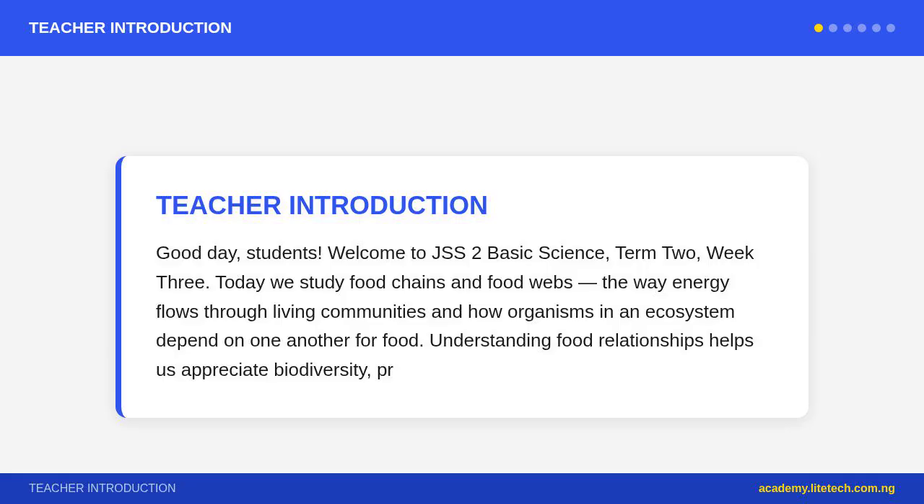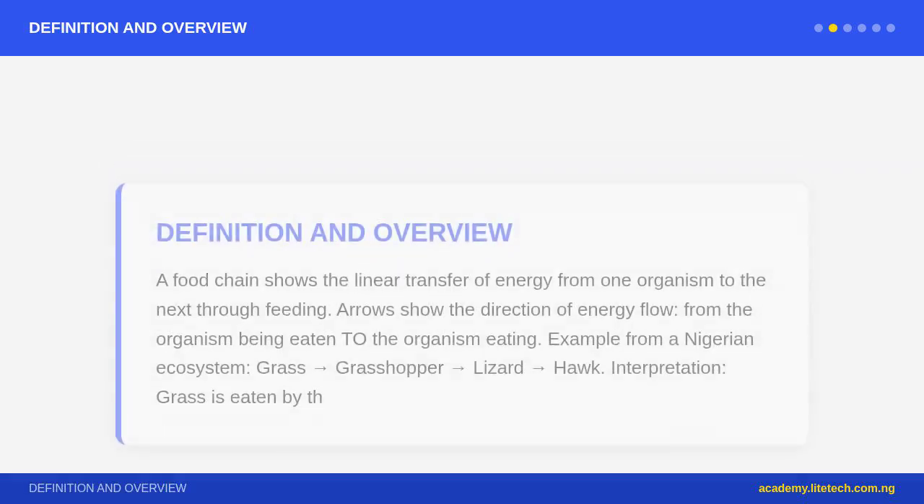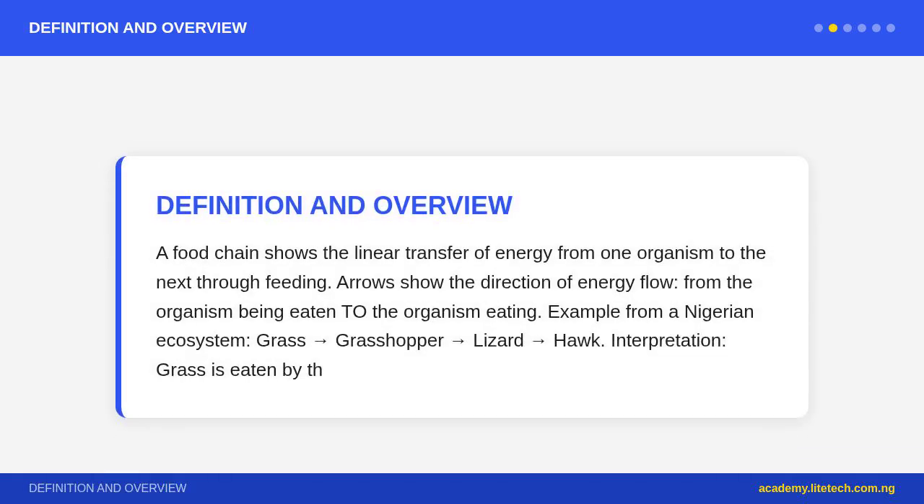Key terminology. Producer: organisms, plants, algae, that produce their own food through photosynthesis. They are always at the start of the food chain and are the source of all energy in the ecosystem. Consumer: organisms that consume, eat, other organisms. They cannot make their own food, heterotrophs.